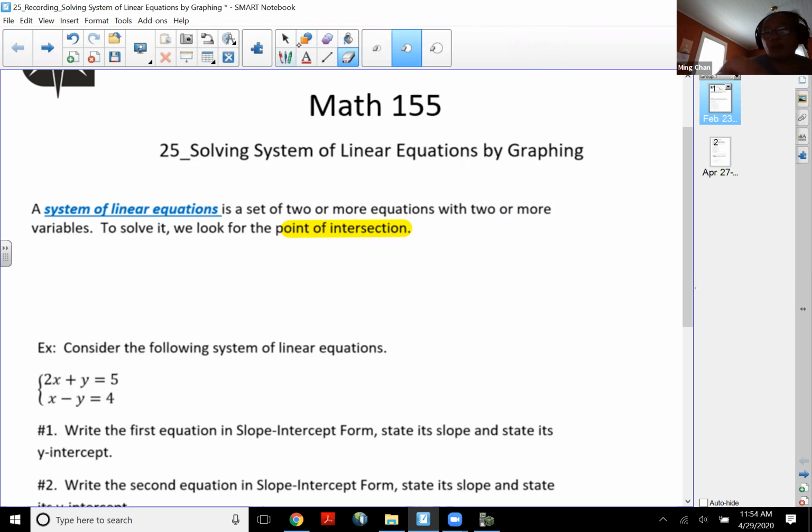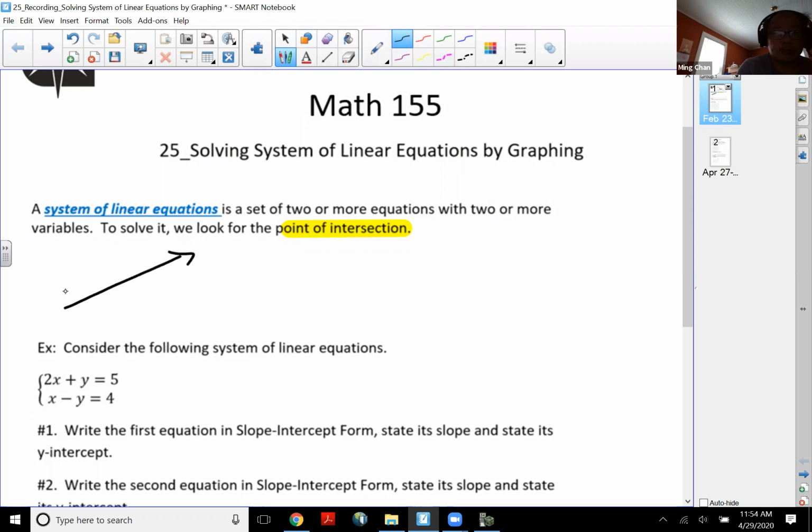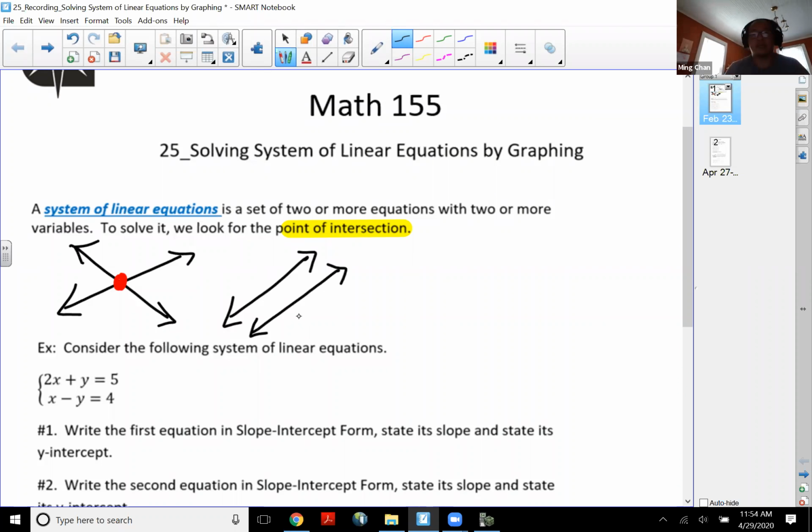Now, if I draw two lines, what can two lines do? Two lines can intersect at one point, and that point of intersection is what I'm seeking. Two lines can also be parallel. If two lines are parallel, that means they will never intersect. So parallel lines, as far as the system is concerned, have no solution, because they never intersect. By the way, a straight line cannot intersect twice.